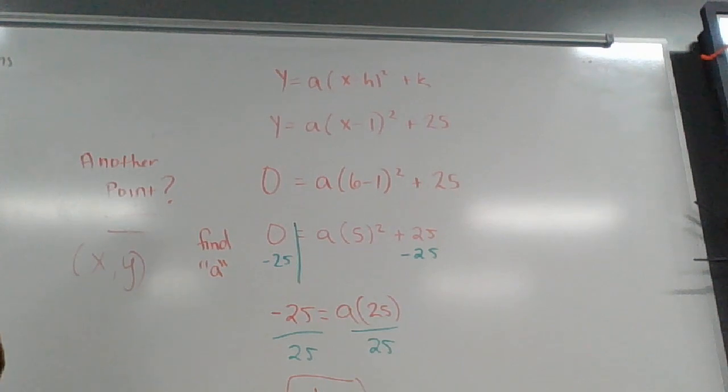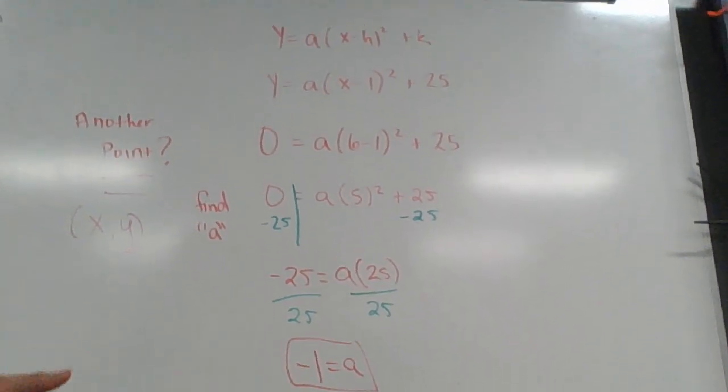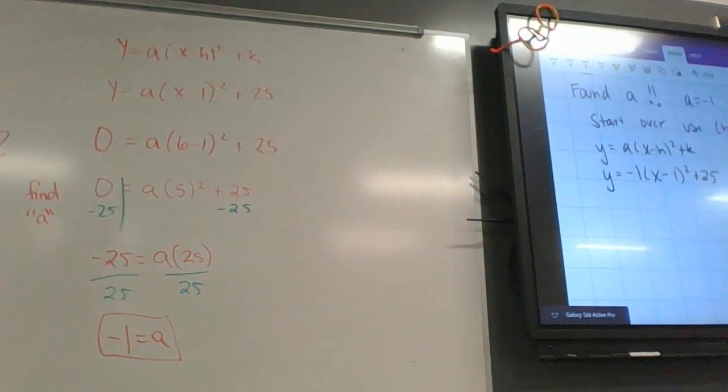All right, so we found a. a equals negative 1. So let's start over, and we're going to use h, k, and a in the model. So we're plugging in the vertex form because that's the information we were provided. So it's negative 1 times (x minus 1) squared plus 25. And that's a solid 75% right there. A lot of work goes into that bit. And this is a full equation.